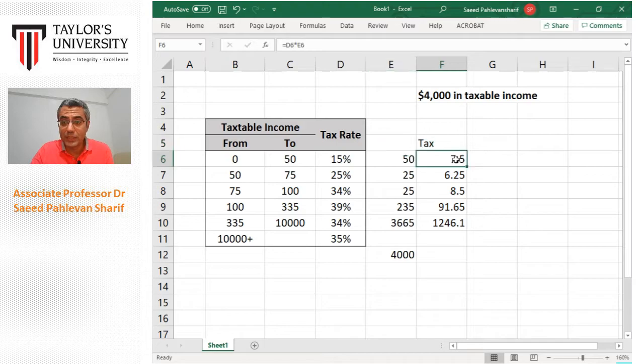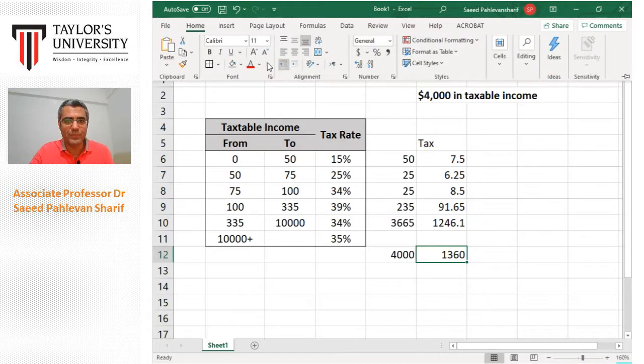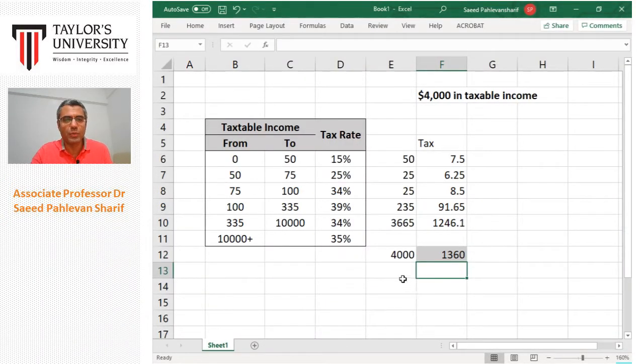So anyway, here the total sum of all of these is $1,360. That is the amount of tax I have to pay on $4,000 taxable income. So this is the total tax I have to pay. Now, what is my average tax rate? Average tax rate means $1,360, the amount of tax you have to pay, divided by your taxable income. So in total, 34% is the average tax rate here.